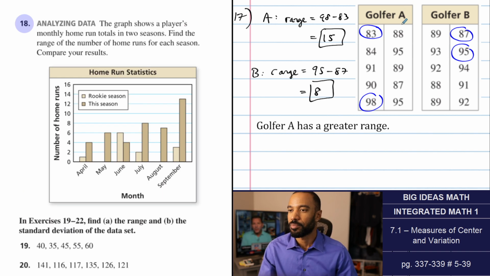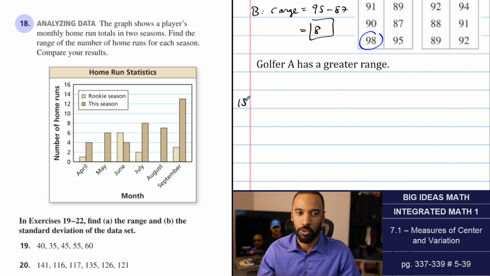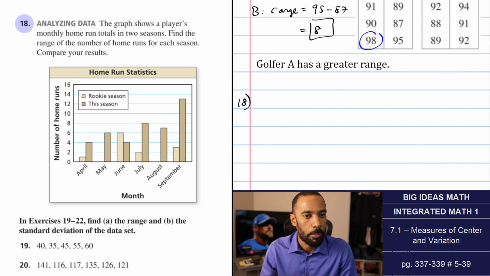Number 18. The graph shows a player's monthly home run totals in 2 seasons. Find the range of the number of home runs for each season. Compare your results. Now, I don't know if you can tell, they're not necessarily different colors. They're both kind of beigeish, but one's lighter than the other. So in the player's rookie season, the lighter ones, in the month of April, notice how these go by 2s, any half marks are ones.